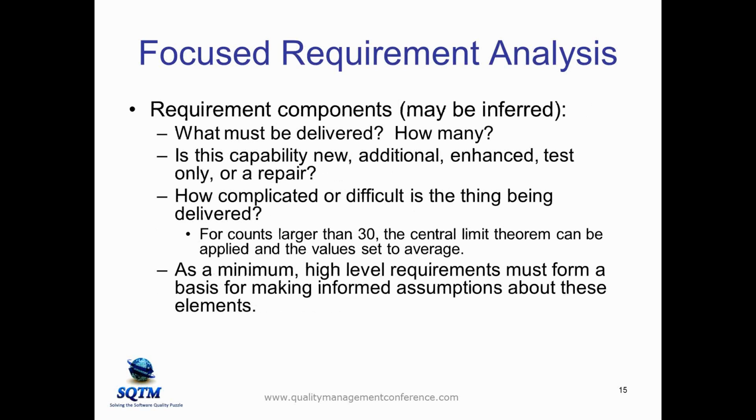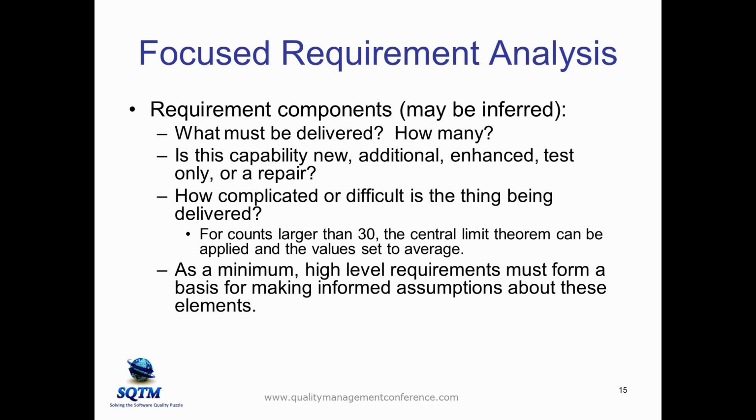There are additional elements of requirement definition that either need to be explicitly gathered, or at least implicitly gathered, so that we can use them in our estimation process. We need to know what must be delivered, and for those things we need to know how many. So yes, we need some reports, but is it 1 report? Is it 10 reports? Is it between 20 and 30 reports? We need some kind of an indication.